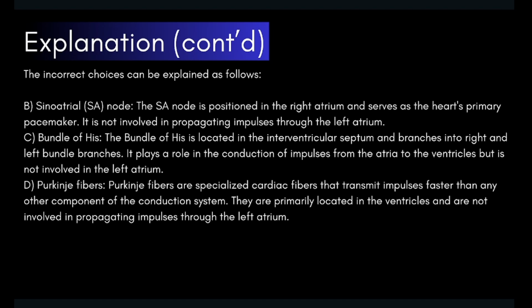Purkinje fibers. Purkinje fibers are specialized cardiac fibers that transmit impulses faster than any other component of the conduction system. They are primarily located in the ventricles and are not involved in propagating impulses through the left atrium. Let's go ahead and move on to the next question.